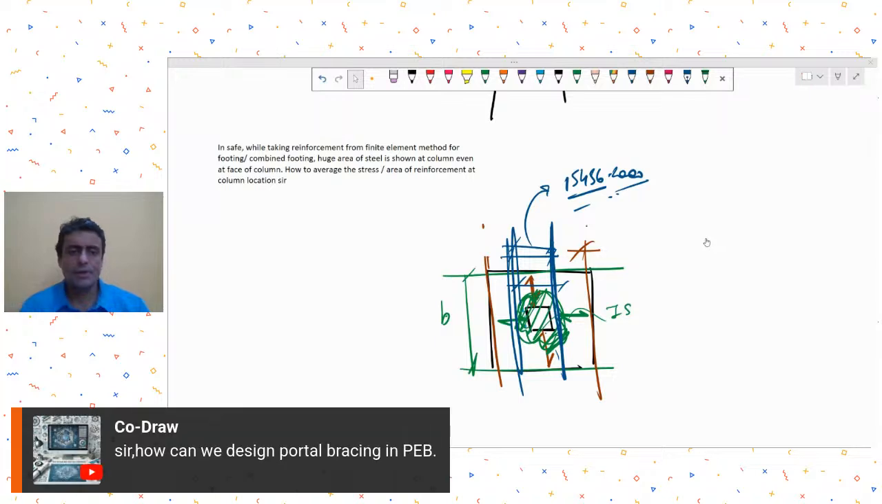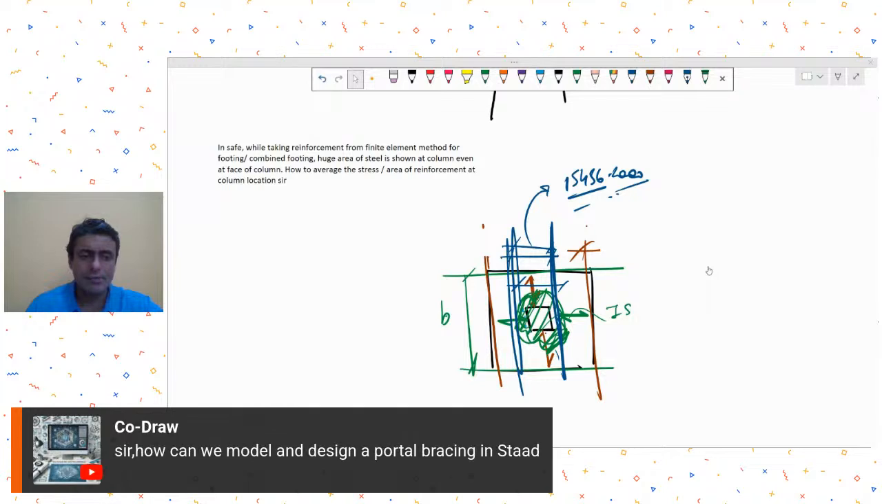Okay. Then Code Raw is asking, how can we design portal bracing in PEB? No, portal bracing is just a rigid connection. You can say a beam element rigidly connected with the column, and that rigidly connected beam element, we are calling it portal bracing. So just by using the standard principles of design, you can do the portal bracing also.